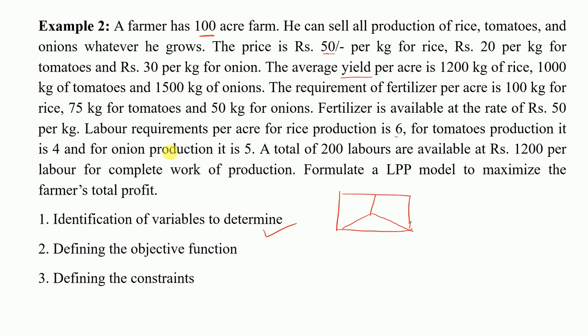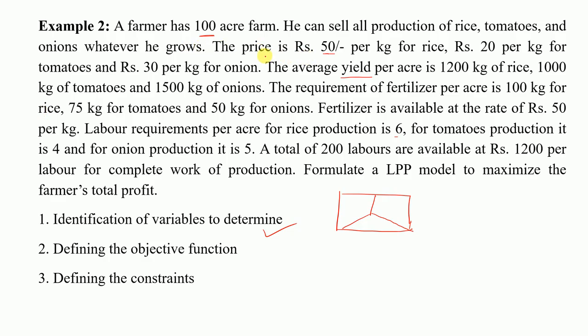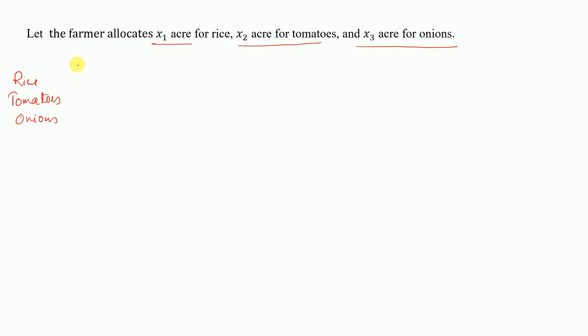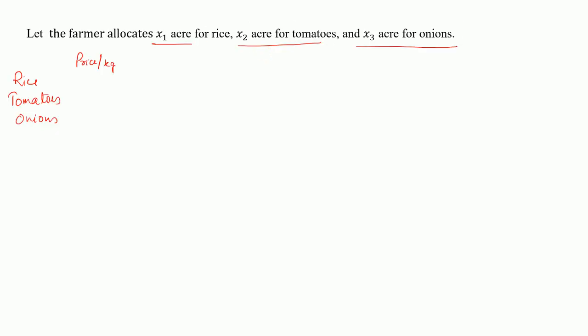We can summarize this. So how can we summarize this? Because three different types of productions are there, first we write here: first one is rice, second tomatoes, and third one is onions. So first one, what is given to us? Price rupees 50 per kg for rice. So here we can write the price per kg. So what is the price? 50, 20 and 30.